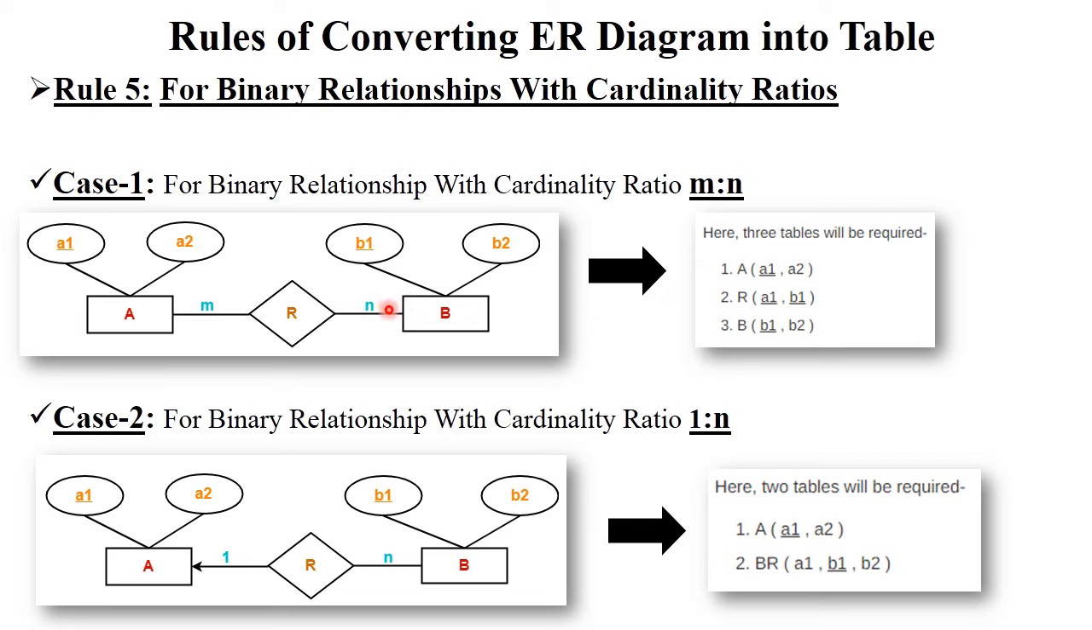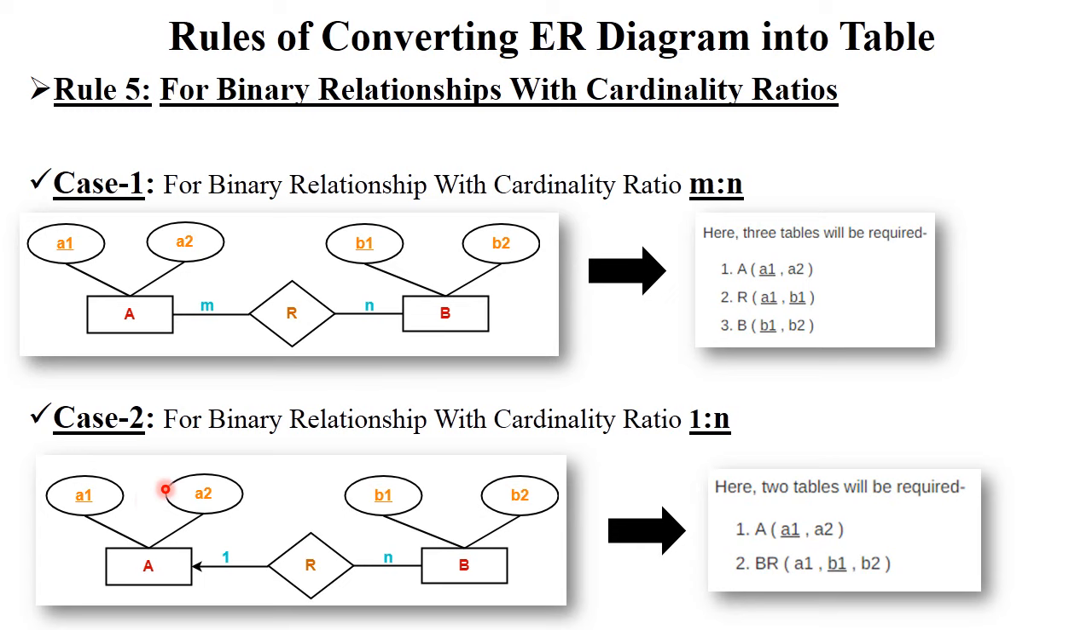When many to many relationship is there, you require three tables: first A, second relation R, and third B entity set. So first, entity A having two attributes A1 and A2. Second, the relation having two attributes, A's primary key A1 and B entity's primary key B1. And B having two attributes B1 and B2. In this way three tables have been created.